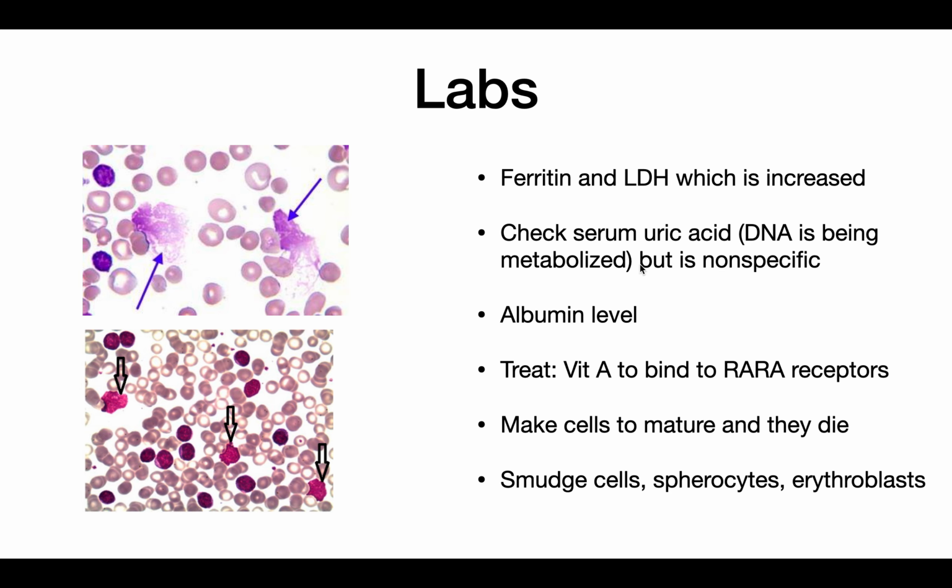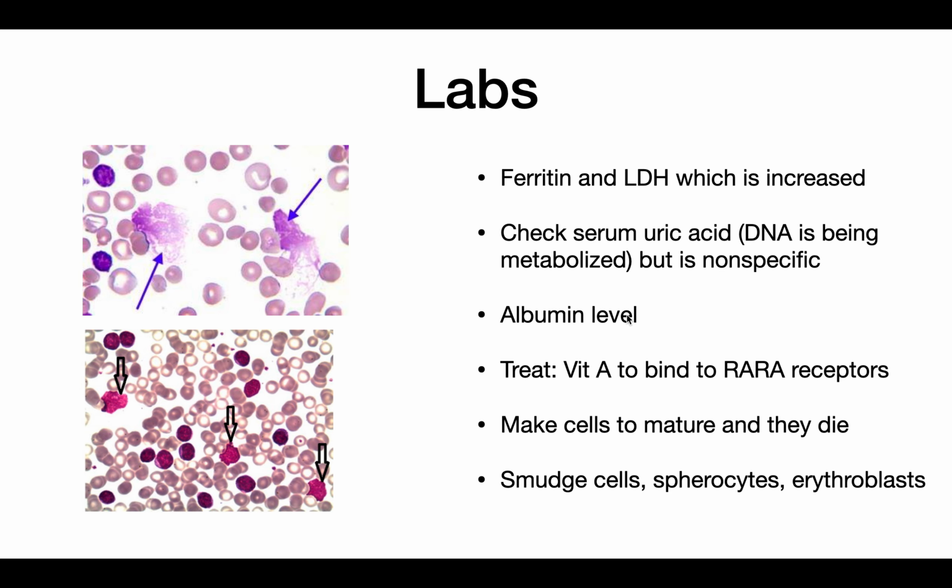In the T cell cancers, ferritin and LDH are going to be increased, and the uric acid is going to be increased as well, so these patients will complain of joint pain. You also want to test the albumin level to see if there is a low albumin due to the amount of proteins being catabolized to make the cancer cells.